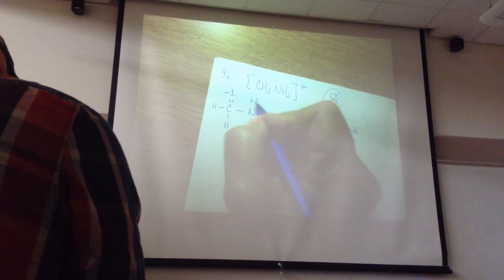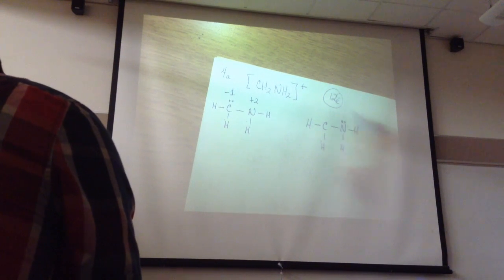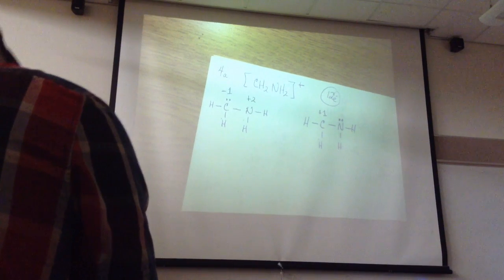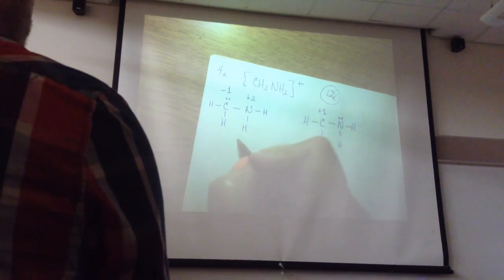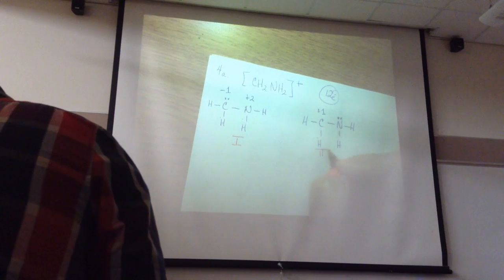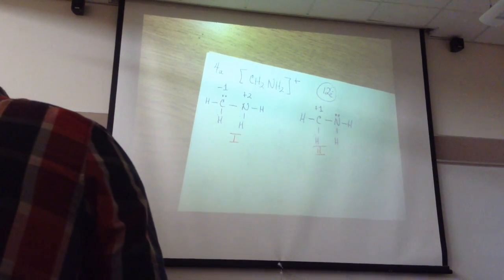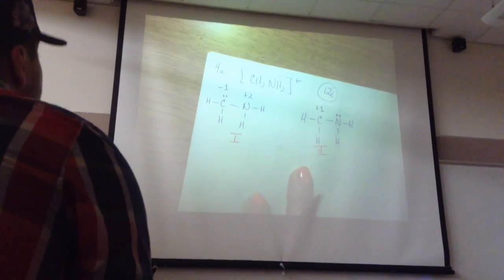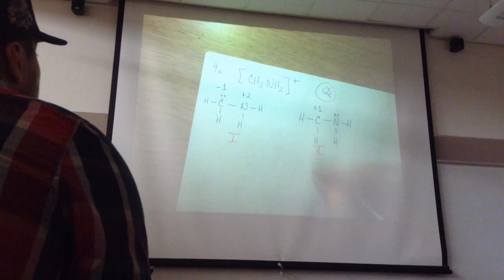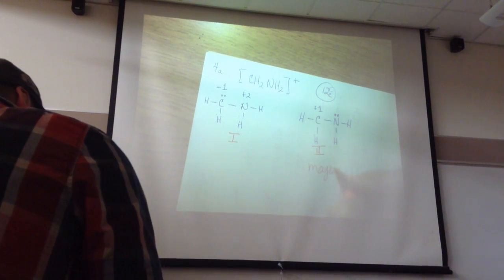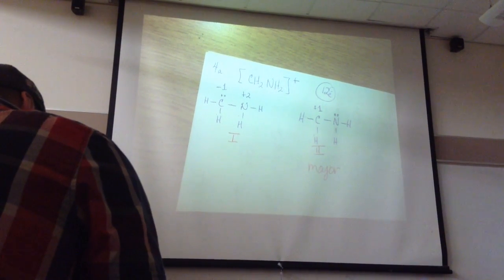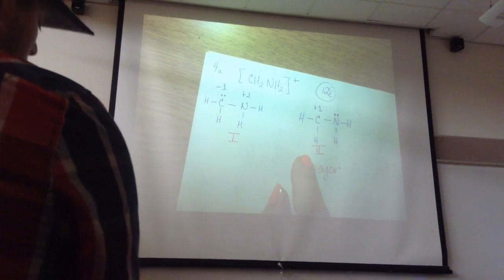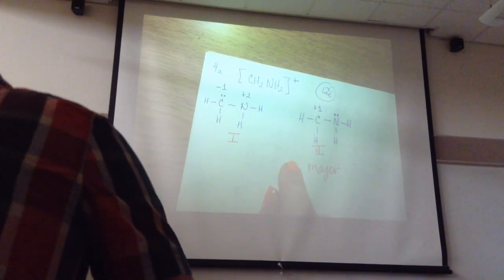A +2. Over here, the carbon is a +1, the nitrogen is 0. This is structure number 1. Structure number 2. Which one's major, which one's minor? Between 1 and 2, which one's major? 2 would be major, and 2 is major because there's less charge separation. Okay, that will be it.